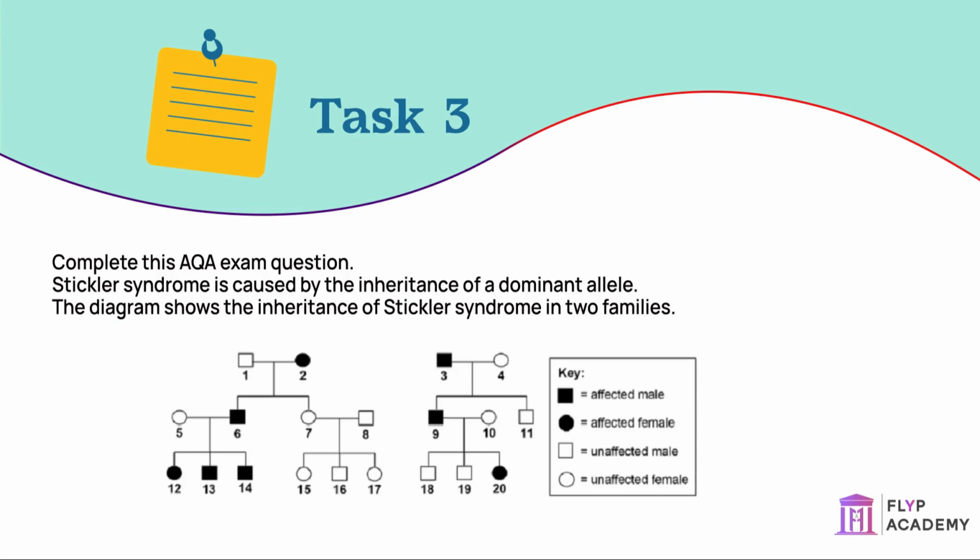Extension: person 12 marries person 18. Use a Punnett square diagram to find the probability that their first child will be a female with Stickler syndrome.